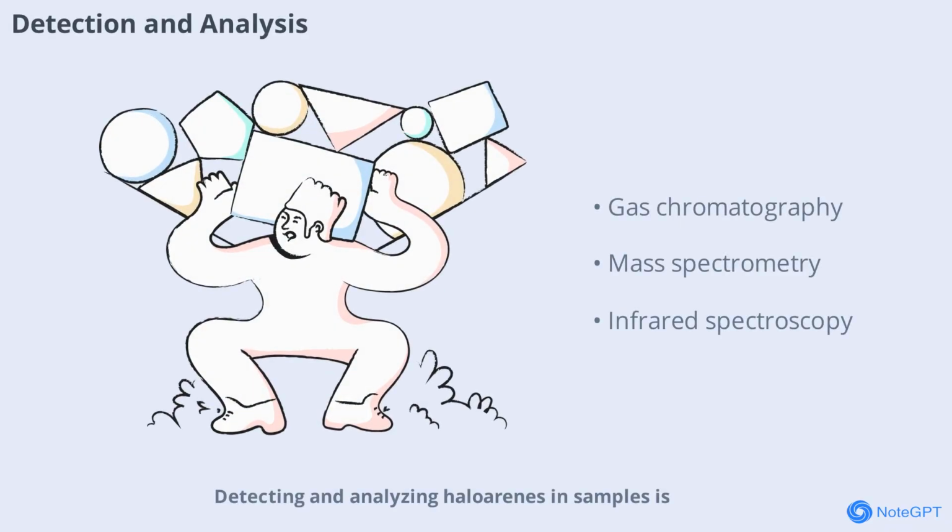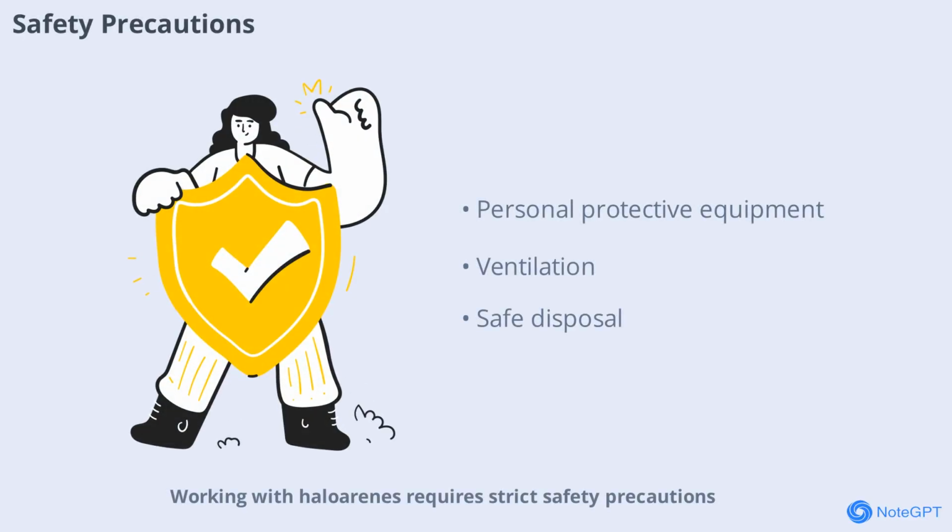Detecting and analyzing haloarenes in samples is crucial for both research and environmental monitoring. Techniques such as gas chromatography, mass spectrometry, and infrared spectroscopy are commonly used. These methods allow for the identification and quantification of haloarenes, ensuring quality control in industrial processes and safety in environmental studies.